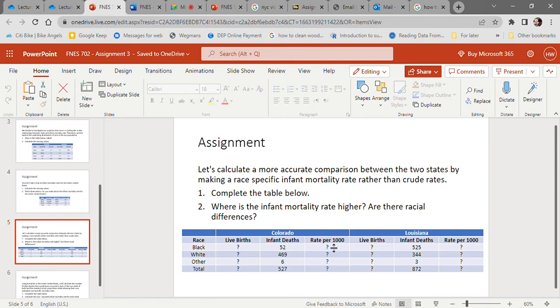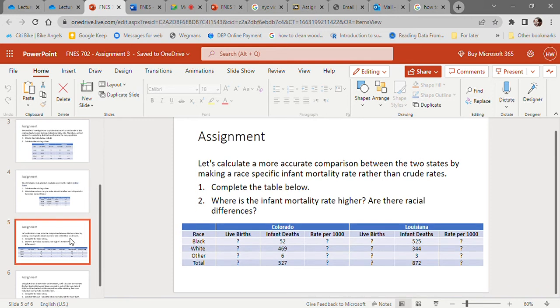And then you're going to take these numbers and tell a story about it. Where is the infant mortality rate the highest? Are there any racial differences? Are there any differences between the states? Look at these numbers and then essentially tell a story from it.